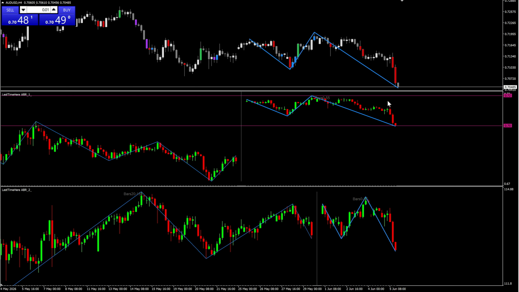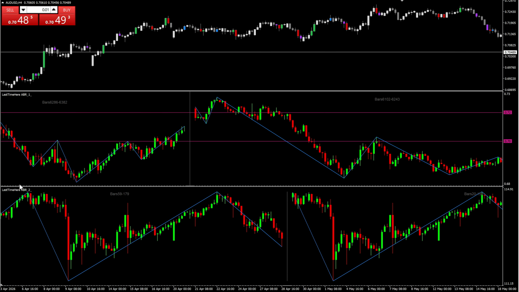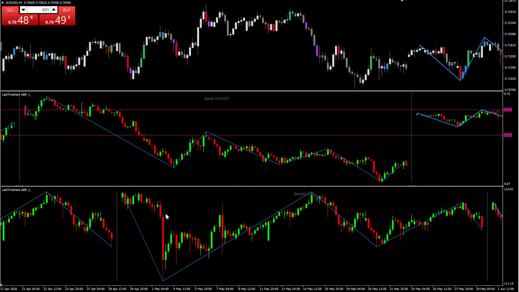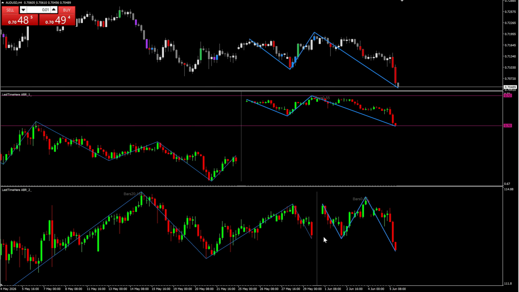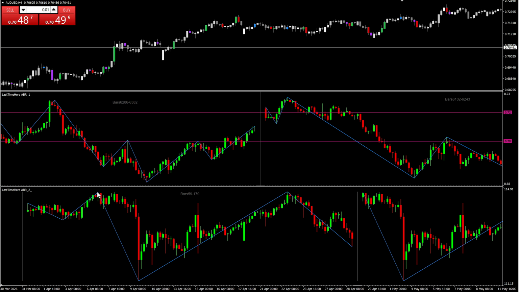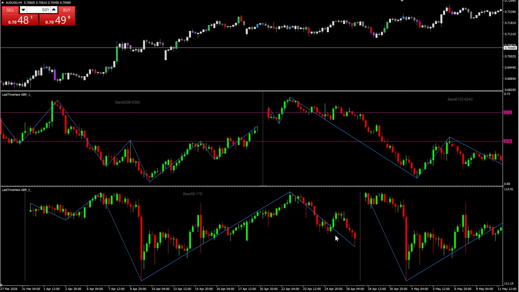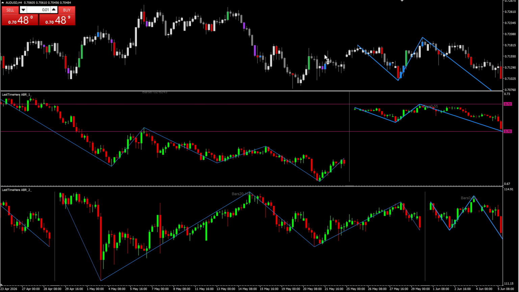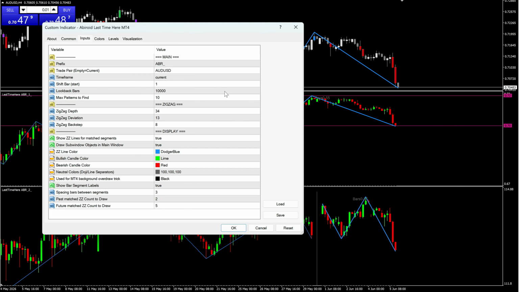Whereas for this pair, I can see that this move is big enough compared to when it previously had these zigzag lines broken. Like this line and this line and this line. These are the ones which will be compared, and everything else is just it drawing past and future lines. So just tinker around with these settings.